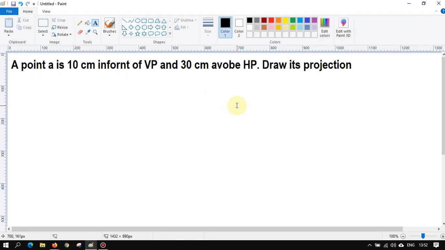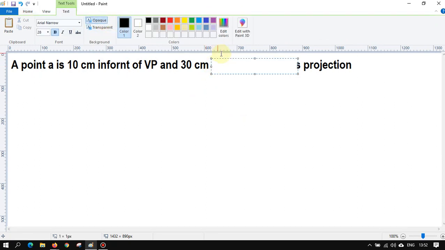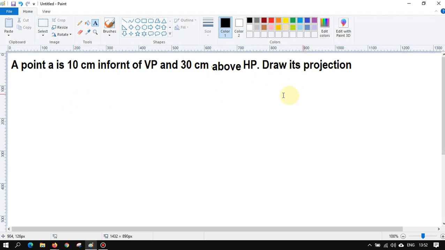So try to understand what is given. A point A is 10 centimeter in front of VP and 30 centimeter above HP. The spelling of the word above was wrong; it should be like this. I'm very sorry. So the thing is that you have to imagine what is happening.